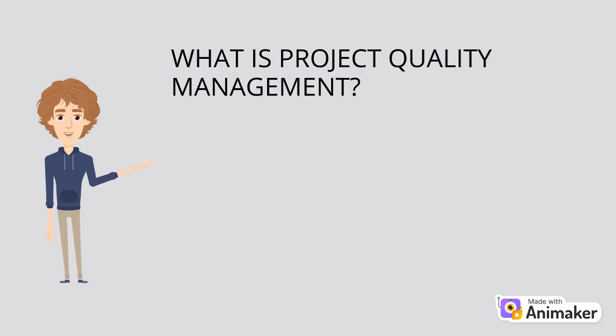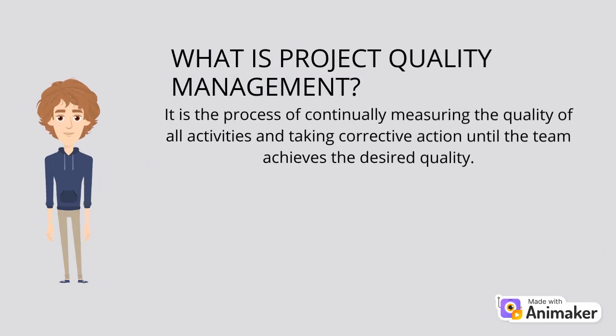Let's start by trying to understand what project quality management is. Broadly speaking, there are three different aspects to it. First, we start by establishing certain quality standards by which the quality of the project should be measured. Second, throughout the life cycle of the project, we must consistently measure and monitor the quality of all the activities. And third, we must take corrective actions to make sure the team achieves the desired quality.